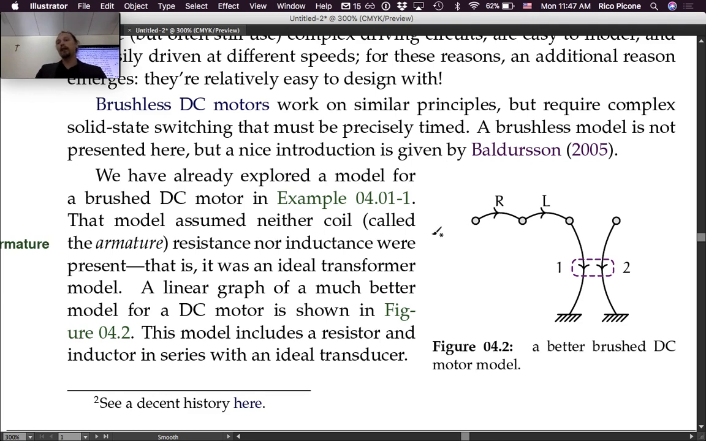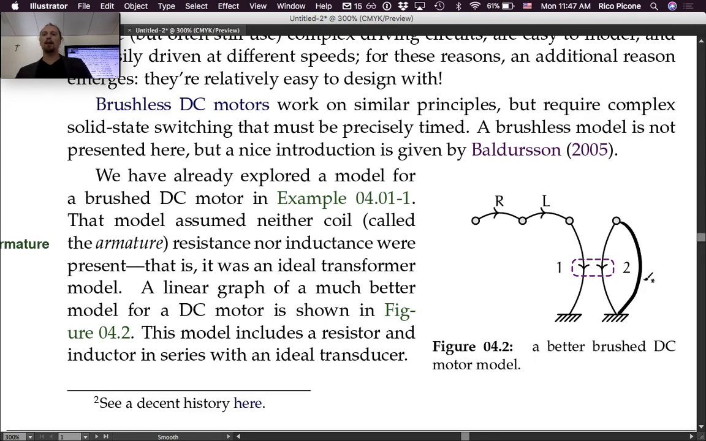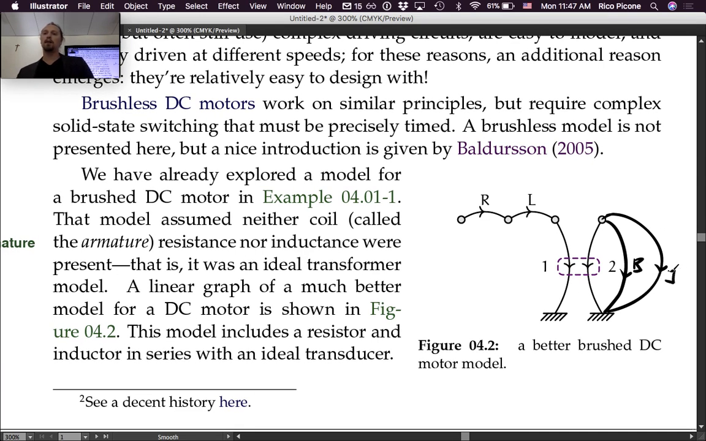So this is a much better model. We can also add things like the internal damping and the inertia of the rotor to this. So, for instance, we could add some damping, and we could even add an inertia element to it. And in fact, we will do just that when we do our big example.